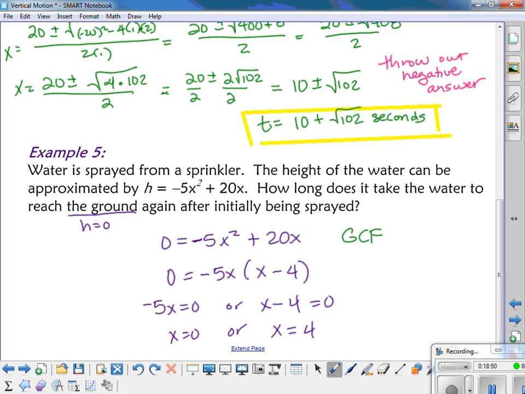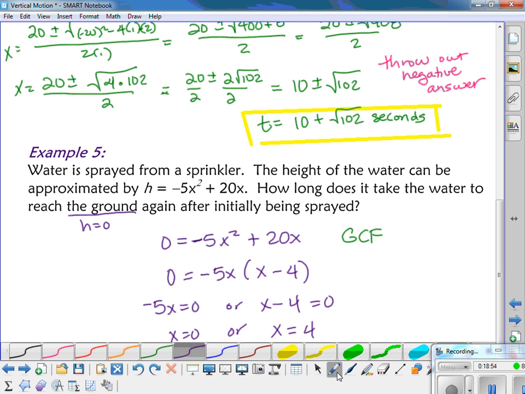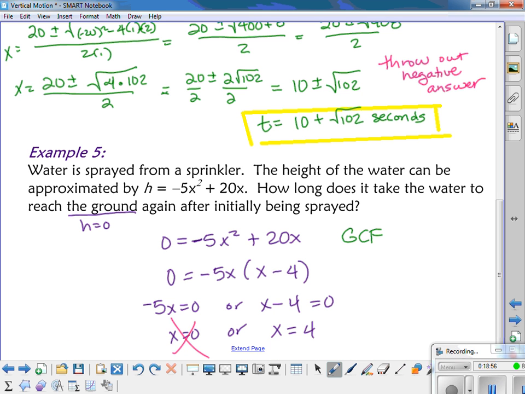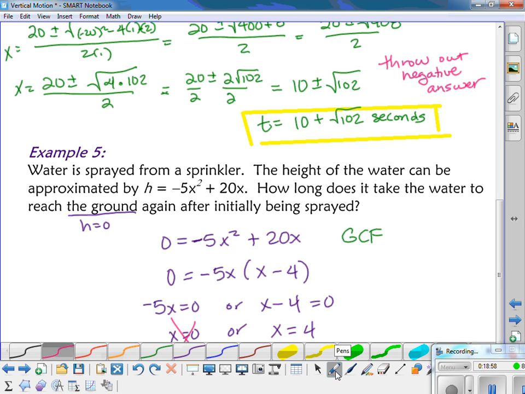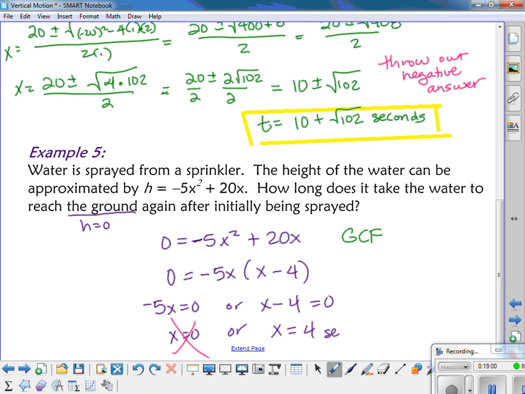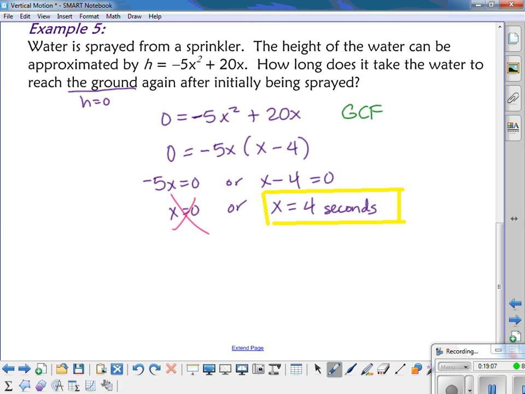So the x equals 0 is actually where it started, so that's not the one that I want. x equals 4 would be the answer to that one. So x equals 4 seconds. Okay, so it took 4 seconds before it would reach the ground again. Okay, any questions? All right, that finishes this.